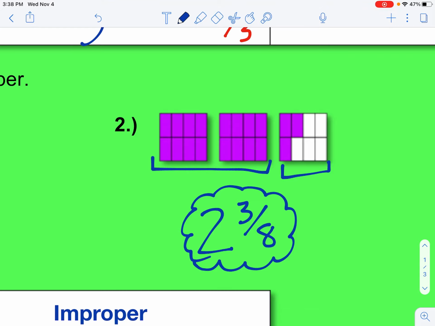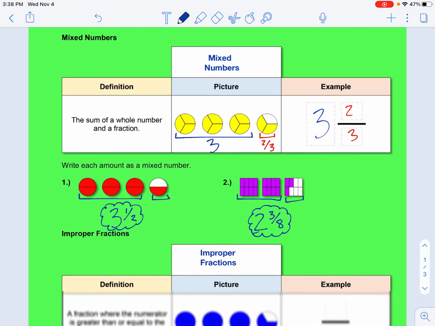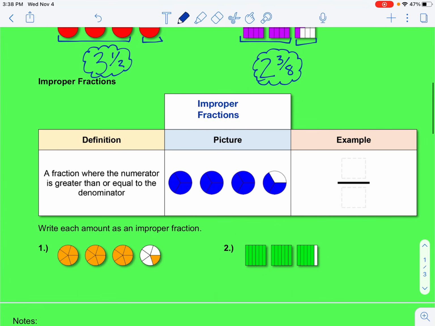Now, when I am representing a number with fractions that is greater than 1, I could use mixed numbers, but I can also use something that's called an improper fraction. An improper fraction represents the same as a mixed number, however, we only use a fraction, we don't have a whole number. This causes our numerator to be either greater or equal to the denominator.